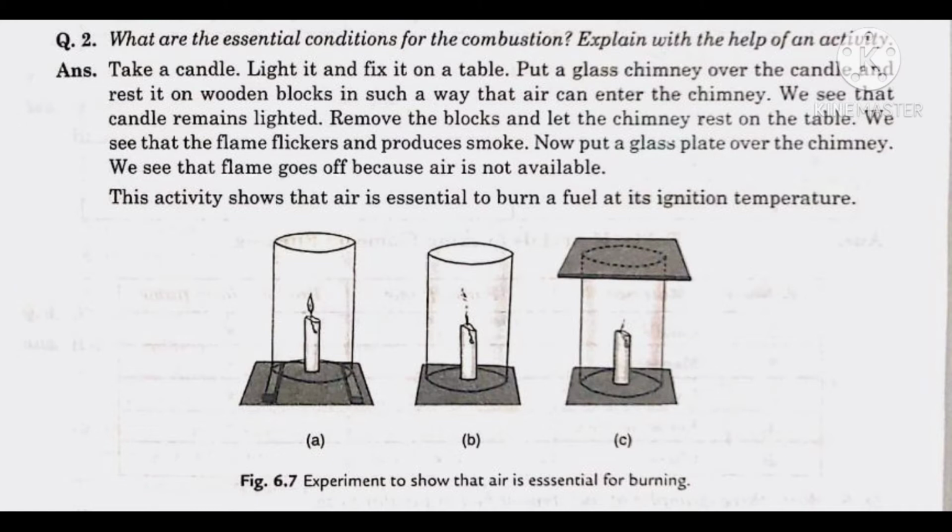Remove the blocks and let the chimney rest on the table. We see that the flame flickers and produces smoke. Now put a glass plate over the chimney. We see that the flame goes off because air is not available. This activity shows that air is essential to burn a fuel at its ignition temperature.